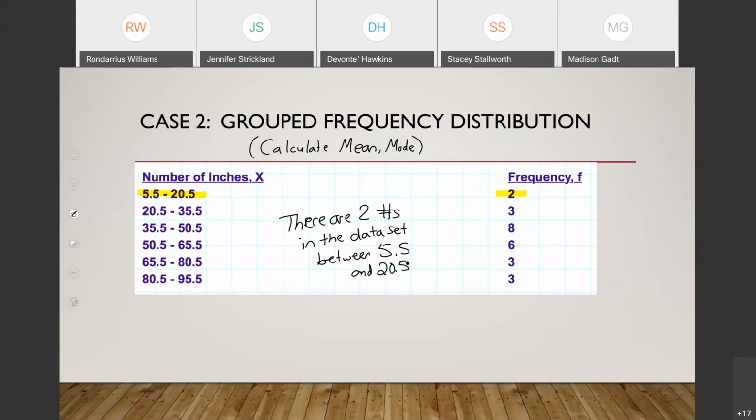My next question is to you. Again, you don't have to write it down, I'm just writing it up here so we can see it. What are those 2 numbers? I know that there were two numbers between 5.5 and 20.5. What were the two numbers? Looking at what we've got on the screen, can you tell me what those two numbers were? No. Okay, so I don't know.